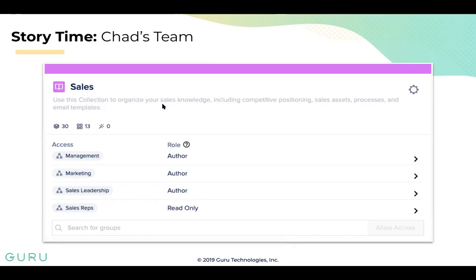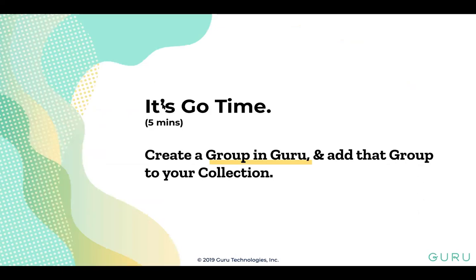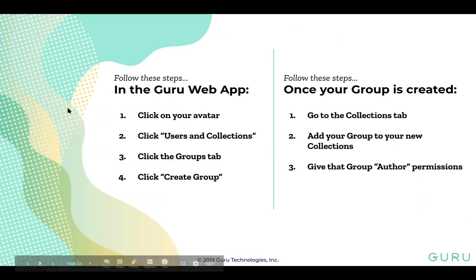All right then. We've talked a lot about groups. Now we're going to take some time to create a group in Guru and add that group to your collection. So this is a two-part process, so bear with me as we run through the instructions. We're going to click on the avatar, click Users and Collections, click the Groups tab, and click Create Group. Then we're going to go to the Collections tab and add the group to our new collection that we just made. We're going to give that group author permissions.